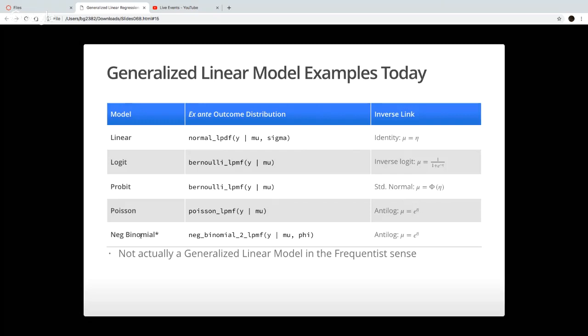for count outcomes. And the inverse link function we're going to be using in that case is mu is equal to e to the eta. And we actually use that same one when we talk about a negative binomial model, which has an additional ancillary parameter phi. So negative binomial is an example of something that's only a generalized linear model if phi is known, if you're a frequentist. From a Bayesian, you can estimate phi and nothing really changes.